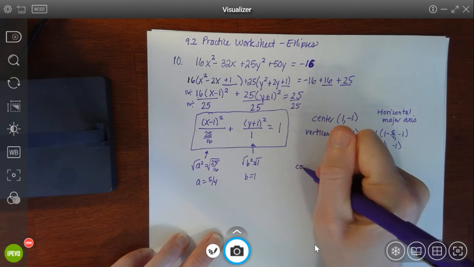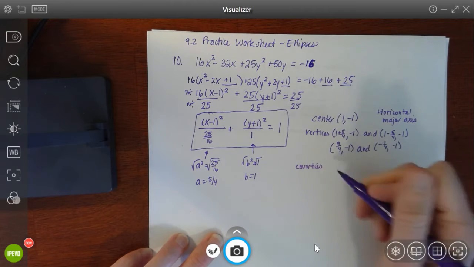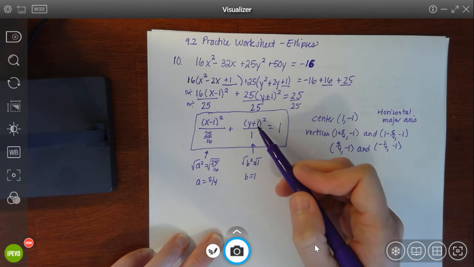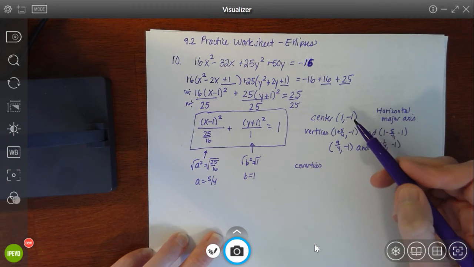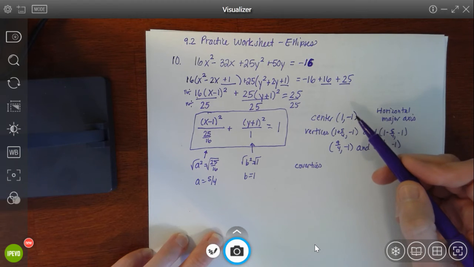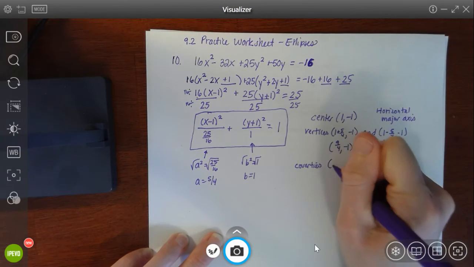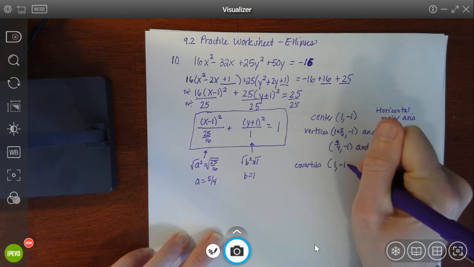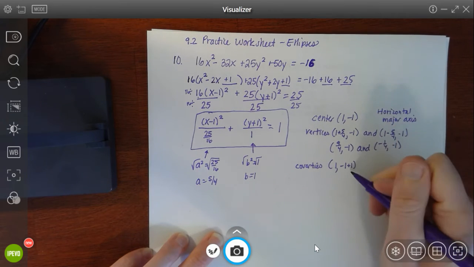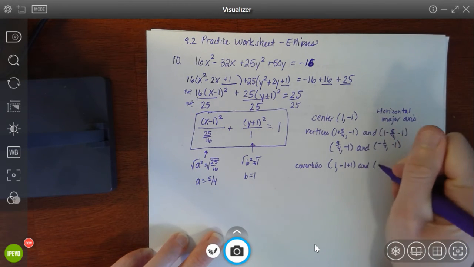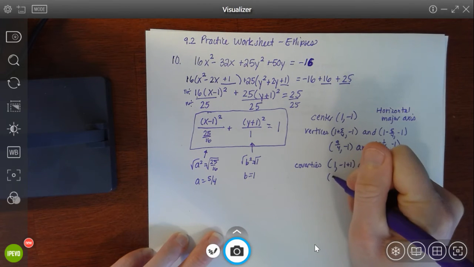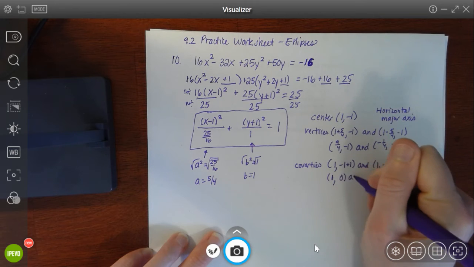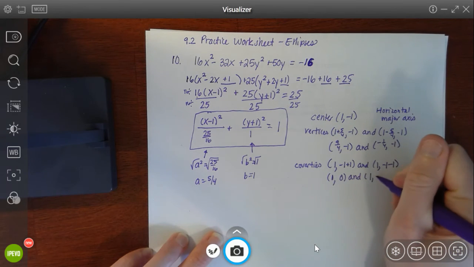To get my covertices, I use my b value, and my b value this time was attached to my y. So I'm going to go back to my center point, and I'm going to add and subtract my b value to my y coordinate for this one to find my covertices. So this time I'm going to take -1 plus 1 on my y coordinate, and I'm going to keep my x coordinate and then do -1 minus 1. So my covertices are going to be 1, 0, and 1, -2.